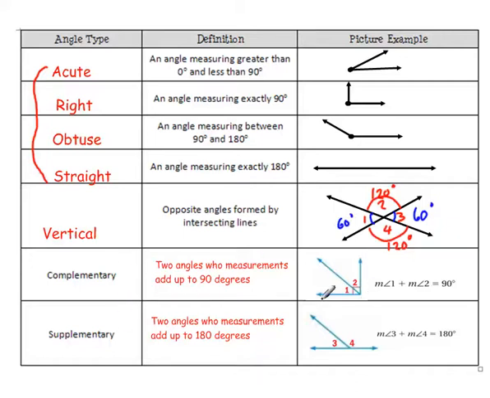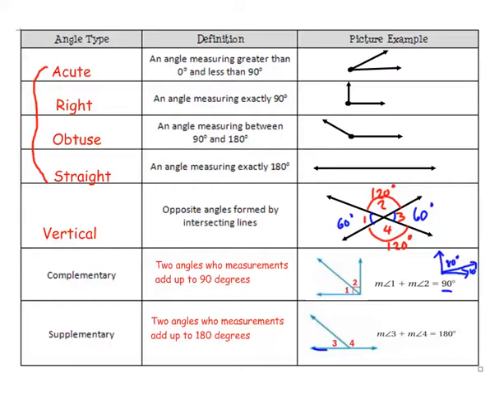Complementary and supplementary. Complementary, I'm looking at a 90-degree angle, but now that has been split into two different angles. So that means the measurement of both of those angles has to add up to 90 degrees. So let's say here's my right angle here. If I split that into two separate angles, even though this one's very, very small, maybe just 10 degrees, this one would have to be 80 degrees. They have to add up to 90.